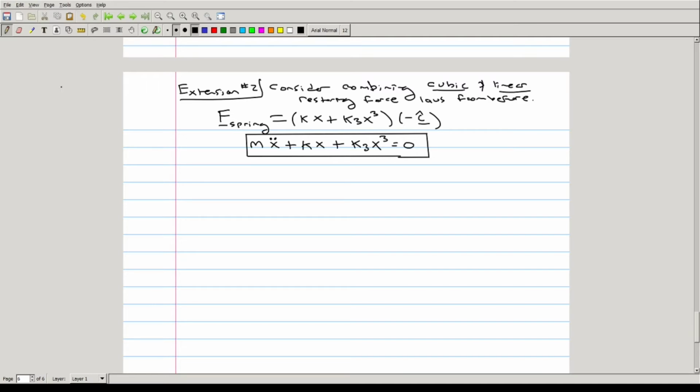This is a single second order nonlinear ordinary differential equation that, using the exact same process we talked about before, can be rewritten as xi dot, which is x dot, y dot, is equal to v, where x dot is equal to v, and then y dot will be equal to negative k over m x minus k3 over m x cubed.